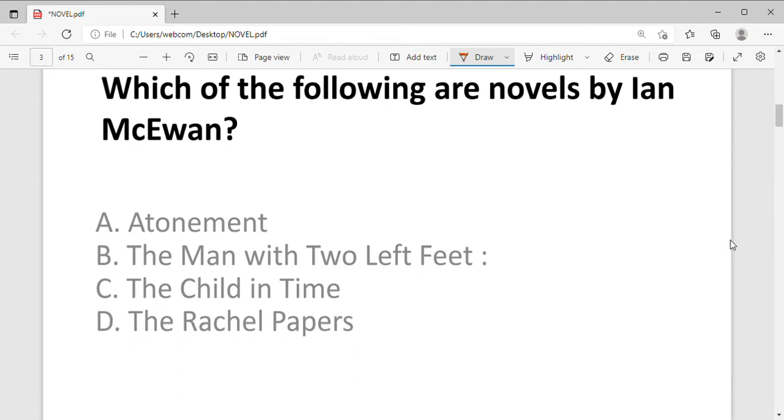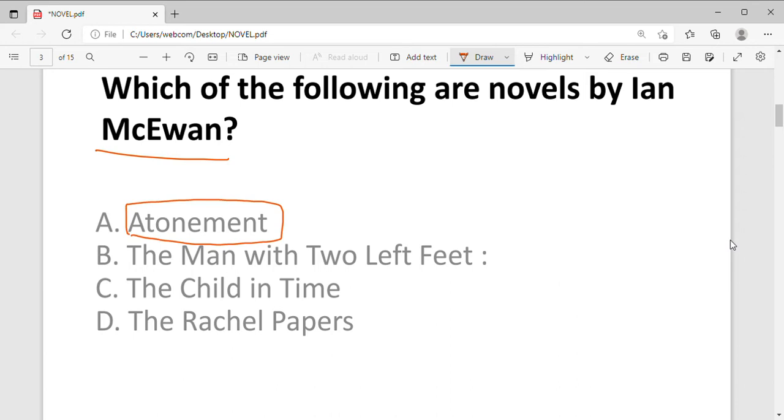Then we have: which of the following are novels by Ian McEwan? Ian McEwan is a writer. So how many and which of these books has he published? We have Atonement. Atonement tells the story of Briony Tallis, the girl here.